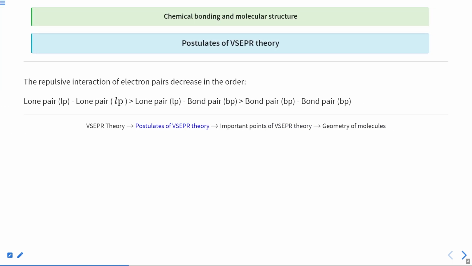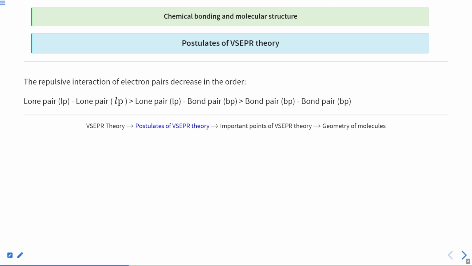Now, what about the repulsions? We said that there will be repulsion. The repulsion is maximum between lone pairs. We have seen that we have lone pairs in the case of oxygen or nitrogen, and similarly here also. The repulsion between two lone pairs is very high, the highest. Then we have repulsion between a lone pair and a bond pair, and then repulsion between a bonded pair and a bonded pair. So what could be the reason for this?